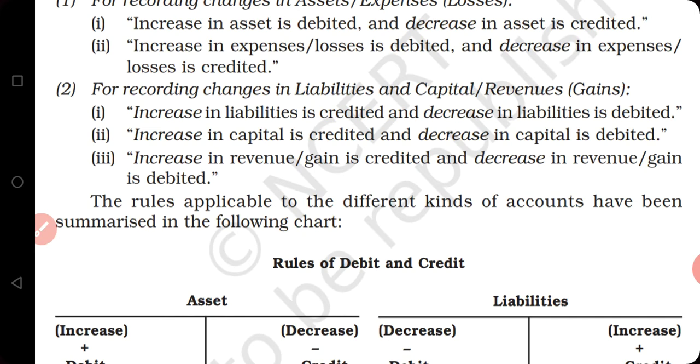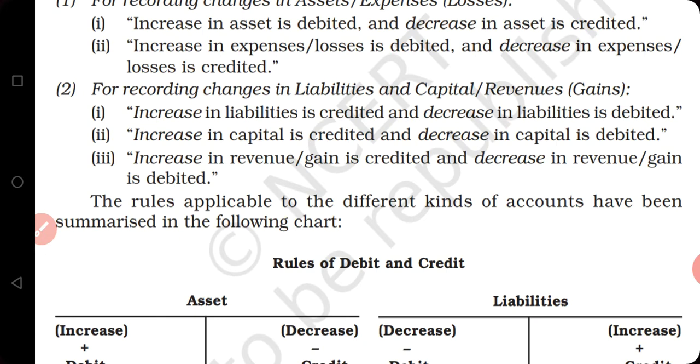Now the second rule, for changes in liability, capital, revenue or gain. See the liabilities. Liabilities, capital, revenue and gain all have a credit balance. It means if your liability is increasing, your credit side will increase. If your capital is increasing, your credit side will increase. Similarly, if revenue and gain are increasing, if you are earning something, then your credit side will increase.